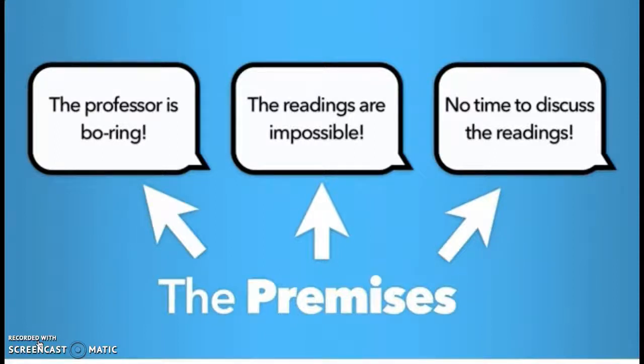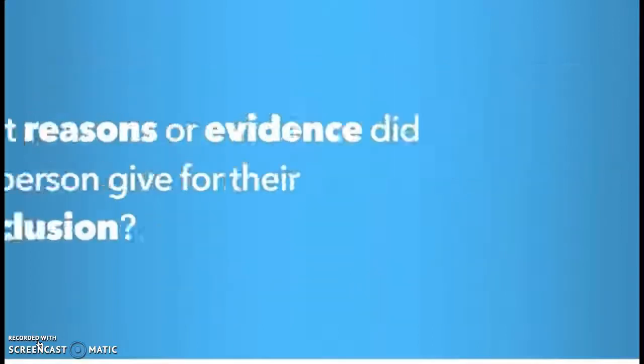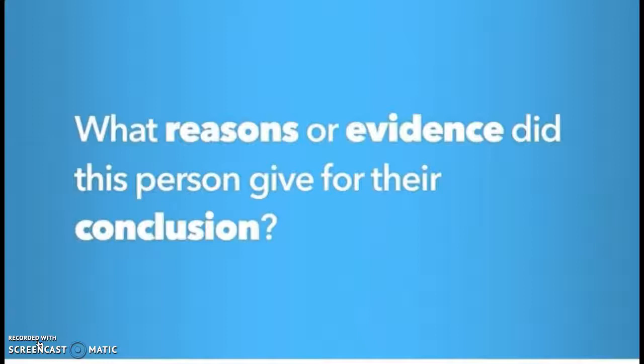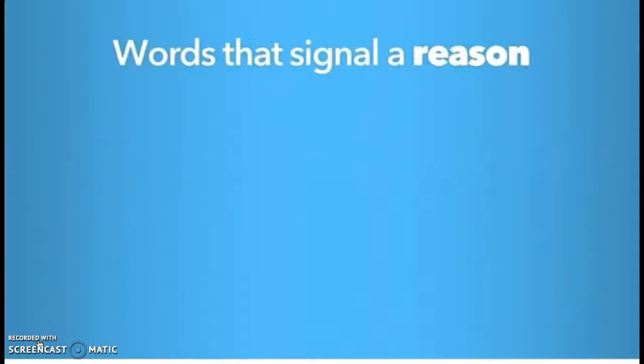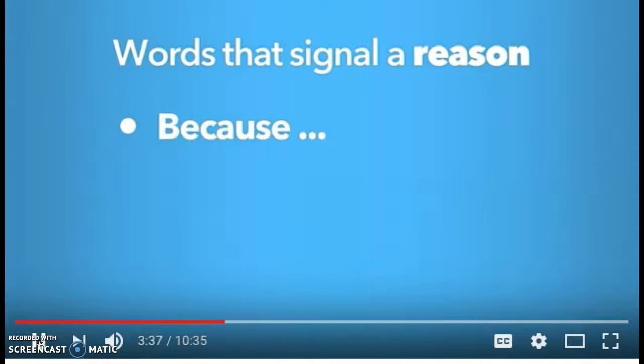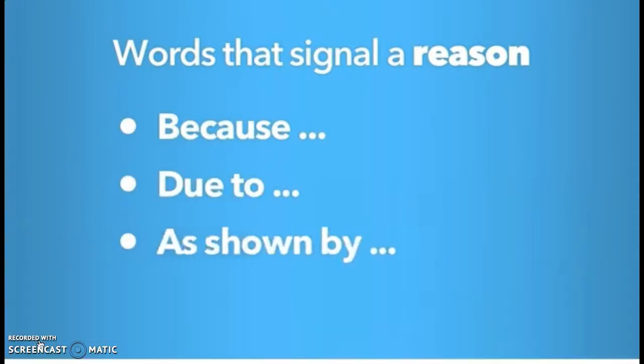In order to analyze an argument, one thing you must do is identify the premises. Ask yourself, what reasons or evidence did this person give for their conclusion? Or why does the author think that this is the answer? Sometimes the person making the argument will make it easier on you by using keywords or phrases that indicate a reason: because, due to, as shown by, given that, and so on. Be aware of such words, but don't rely on them. They won't always appear in an argument.